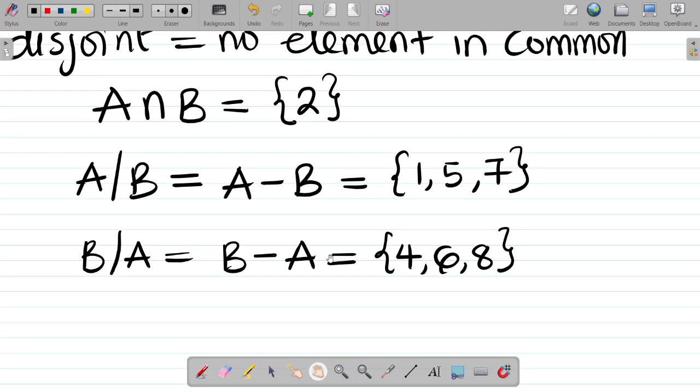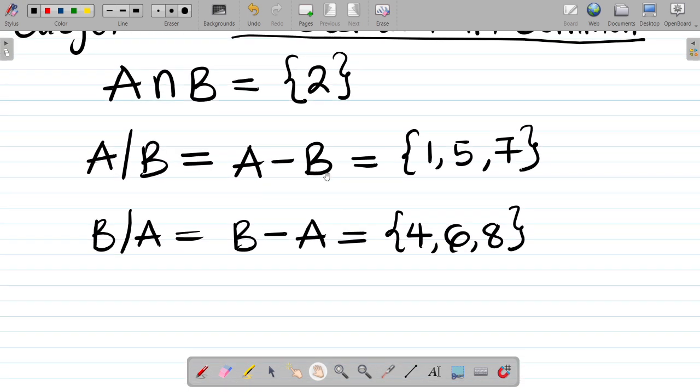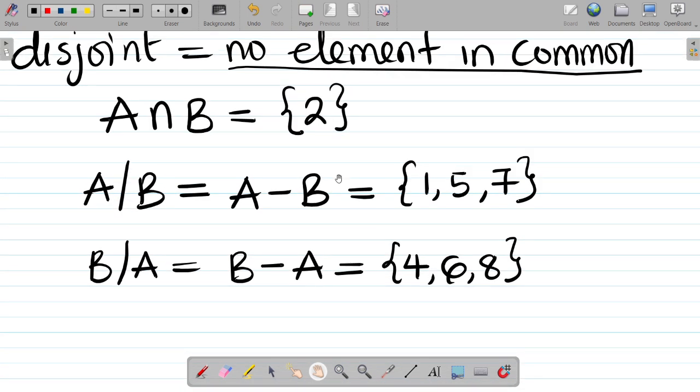To prove that they are disjoint, observe that we said for them to be disjoint, they must have no elements in common. Very important concept here. And for us to prove this, if you look at this, A intersection B has 2, A slash B has 1, 5, 7, B slash A has 4, 6, 8. So you can see that there is nothing in common between 2; 1, 5, 7; and 4, 6, 8.